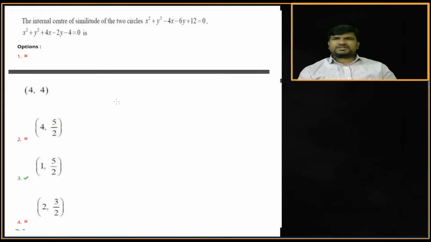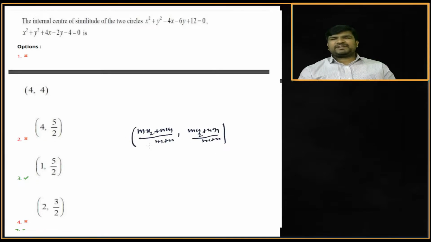Next question is the internal center of similitude of two circles. Here two circles are given, we have to find the internal center. What is the formula of the internal center? The formula of the internal center is (mx2 plus nx1) divided by (m plus n), comma, (my2 plus ny1) divided by (m plus n). This is the formula of the internal center.